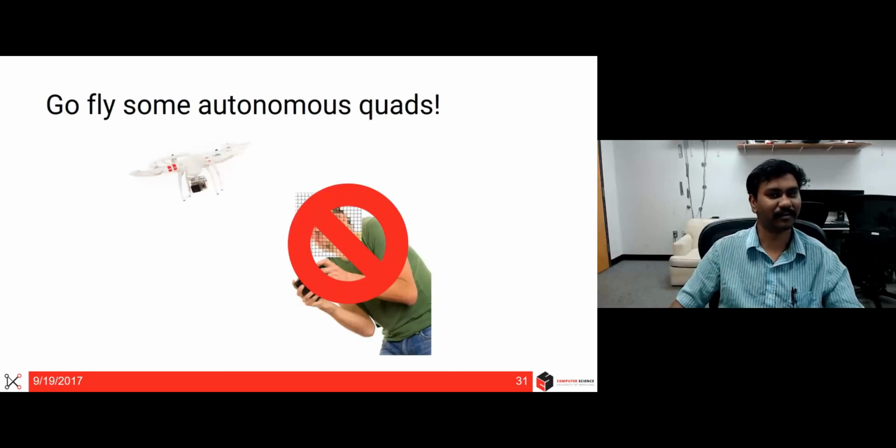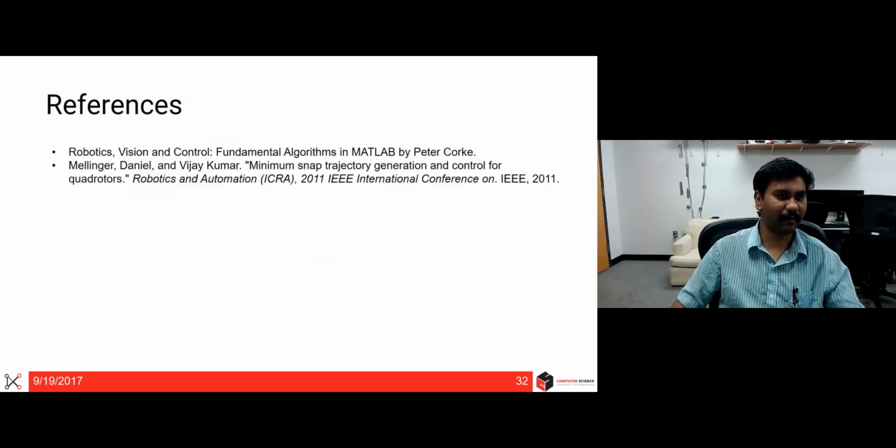Of course, go fly some autonomous quadrotors, and I would point you to refer to this textbook by Peter Corke, Robotics, Vision and Control, and of course Daniel Mellinger's amazing paper. As we discussed before, please read the trajectory generation again, try to understand how it all fits in with the regime, and this is what you'll be doing in Project 1 Phase 3.